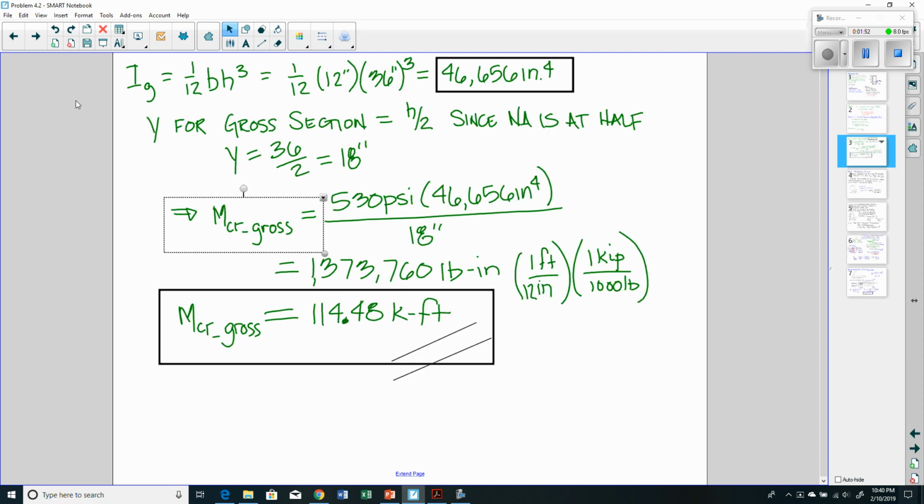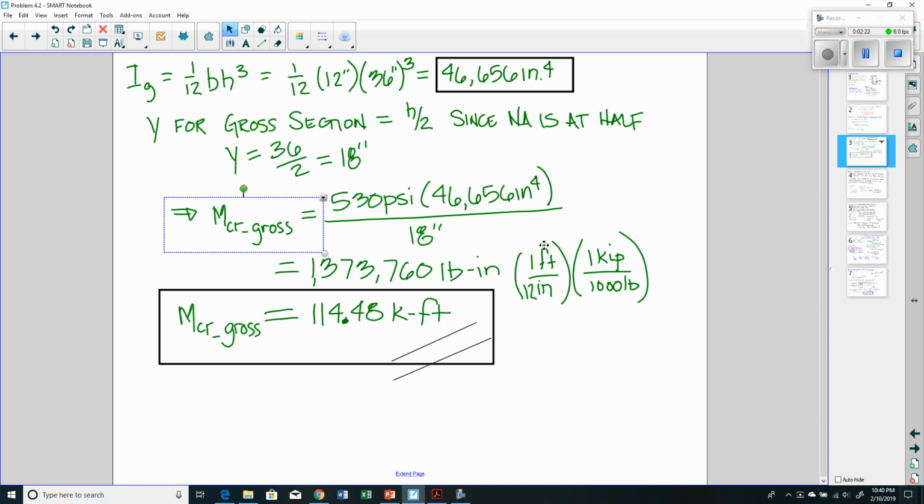Solving for our gross moment of inertia, it is 1/12 base times height cubed: 1/12 times 12 inches times 36 cubed gives us 46,656 inches to the fourth. y for our gross section is just h over 2, since the neutral axis is at half the depth, so y is equal to 18, and our cracking moment then comes out to be 114 kip feet.